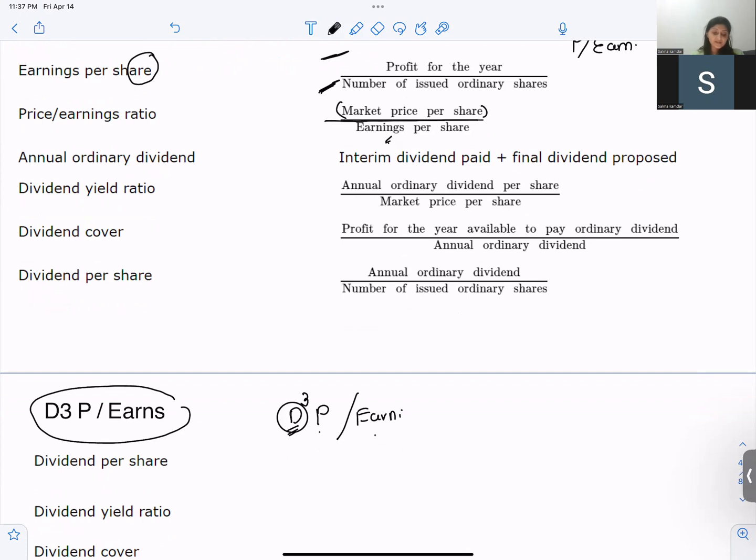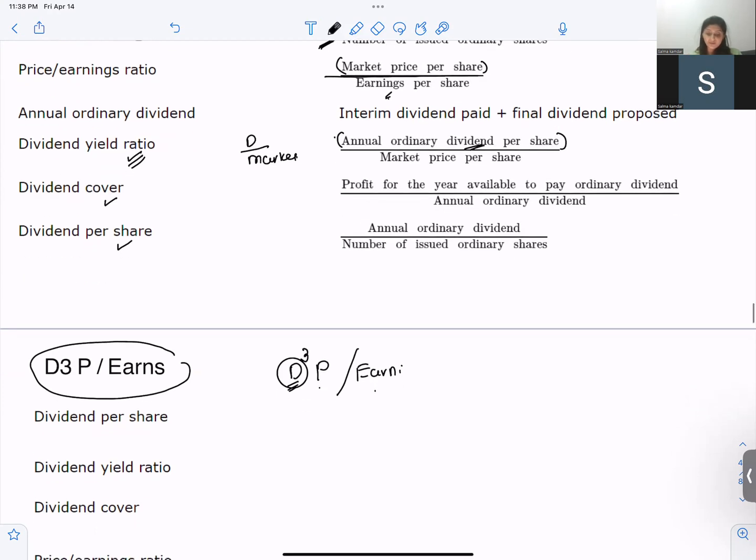Your three dividend ratios are dividend per share, dividend cover, and dividend yield ratio. The dividend yield ratio is found with the formula annual ordinary dividend, the dividend per share, divided by the market price of the share. You're going to get your dividend yield ratio.